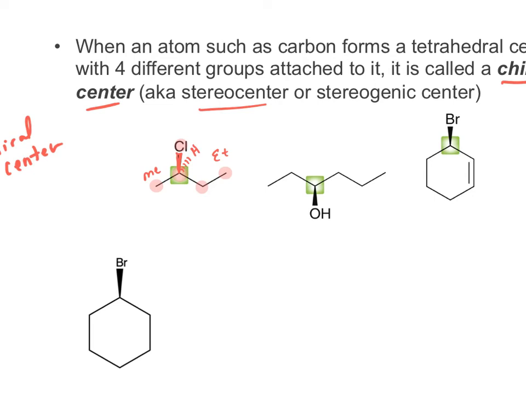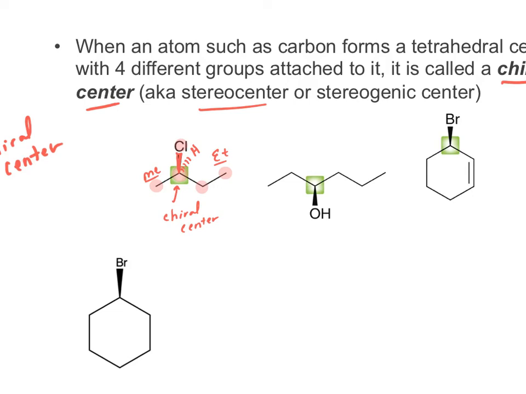Okay, so now if we look at this center, how many unique groups are around that carbon? We've got chlorine, hydrogen, methyl, and ethyl. Even though this is still the same CH, they're different groups. So how many different groups do we have? 4, right? So this is a chiral center, or a stereocenter, because I can't get out of that convention.